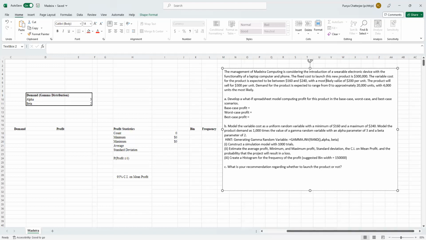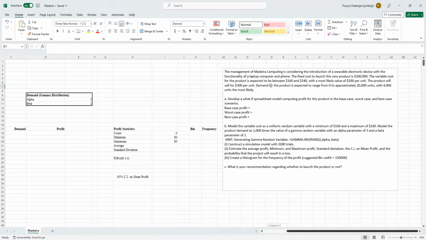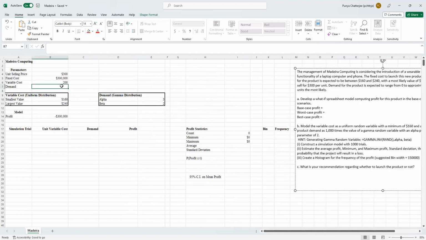Okay, so for example, for the variable cost, the most likely value is $200 per unit. So that's what I'm going to put in here, 200. And for demand, the most likely value is 4,000. So that's what I'm going to put in right here, 4,000. And because I already gave you the formula in the model in your Excel sheet, you already have the profit calculation right here. So for the base case, the profit is going to be 100,000.